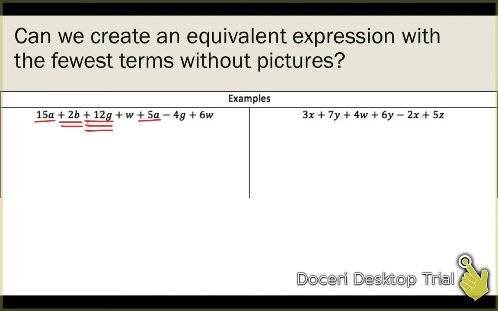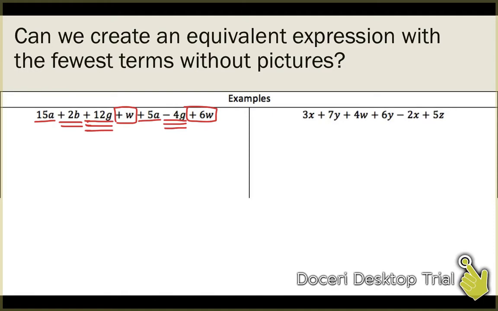And then we have a negative 4g, which I'm also going to underline 3 times because it still has the g value. Notice I'm underlining that negative sign, or that subtraction sign. It's the same thing. And then finally, we have our w, which I'm going to put a square around just because I'm bored with the lines.